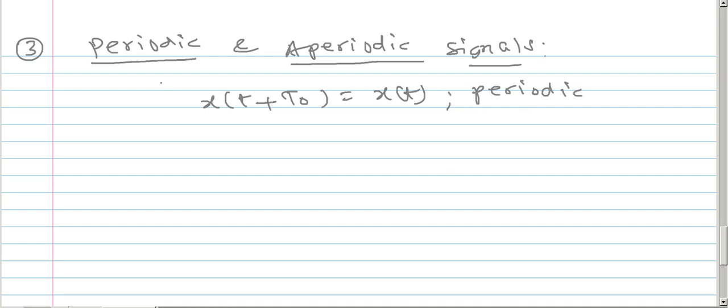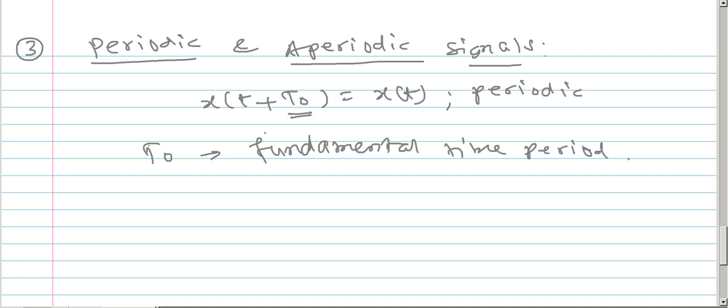So it means the signal repeats itself after the time t0. And this t0, the minimum t0 for which the signal repeats itself, is known as the fundamental time period of the signal. It means the signal will repeat itself for t0, or 2t0, or 3t0, and so on. But this minimum time for which it repeats itself is known as the fundamental time period.